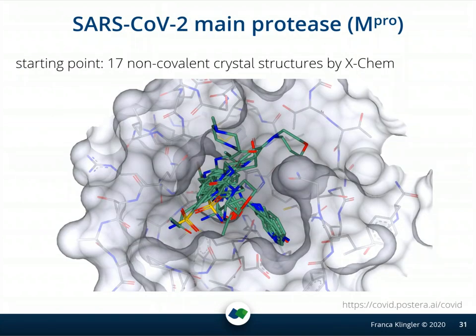So as I mentioned, there are a few application stories around that I'm not allowed to disclose, but I recently did some voluntary work on those COVID structures from the Diamond Light Source. They had crystallized 17 non-covalent crystal structures of fragment binders in this main protease of the COVID. And these are the fragments that you're looking at here that they have crystallized. You see they're all clustered in the middle of the binding site.